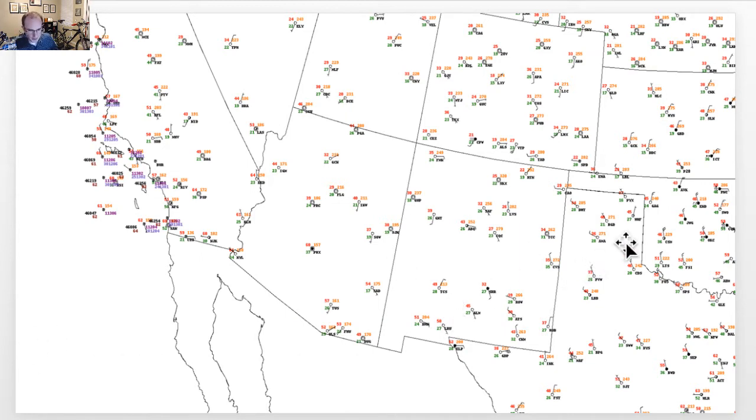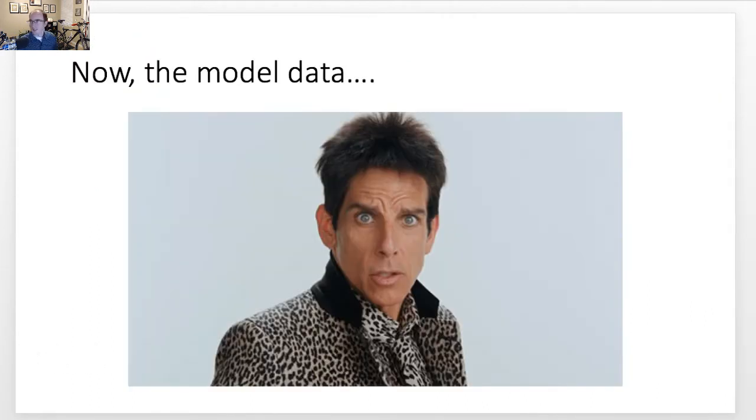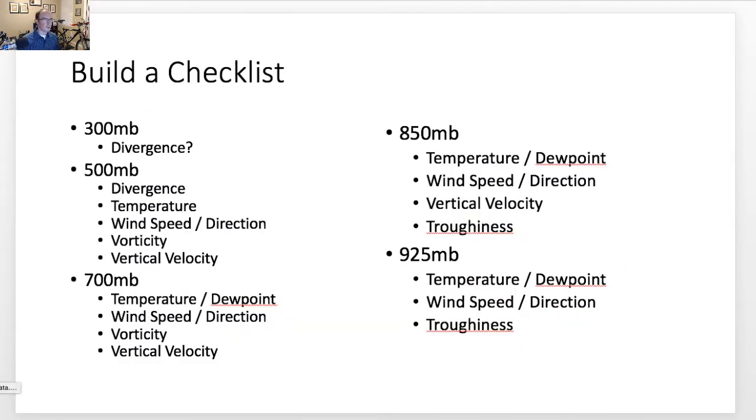The current temperature, we could zoom into that real far if we really wanted to, but I believe it should be about 58 degrees. Okay. Now, let's look at the model data. How about that? And what are we looking for? Remember our checklist. And we're going to do things a little bit differently.